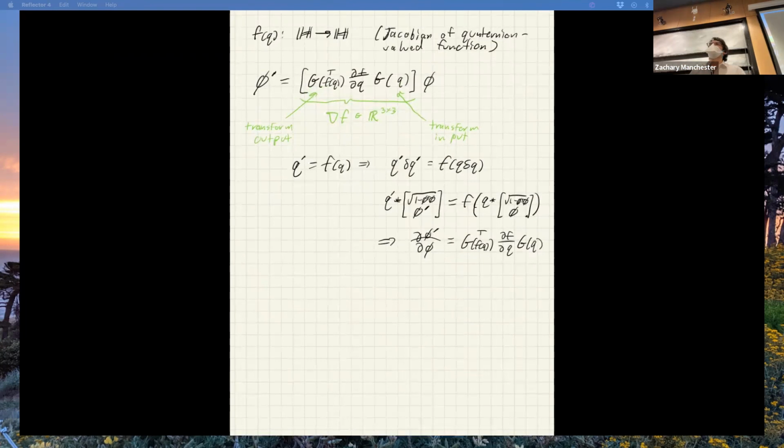So that's the last one we have to do. We've done the gradient of a scalar valued function and the Jacobian of a quaternion valued function. The last one we need for doing the Newton method stuff is the Hessian of the scalar cost function. So that's the last one. So here we go.